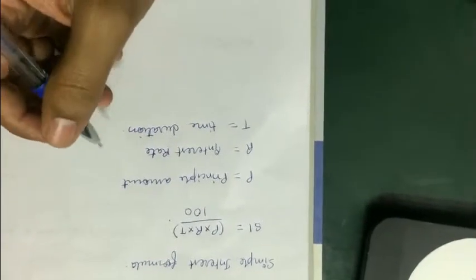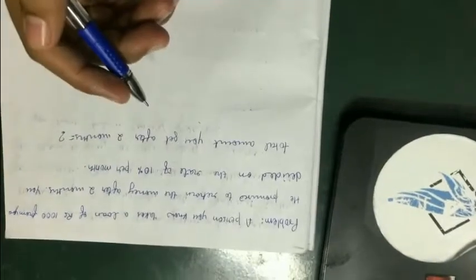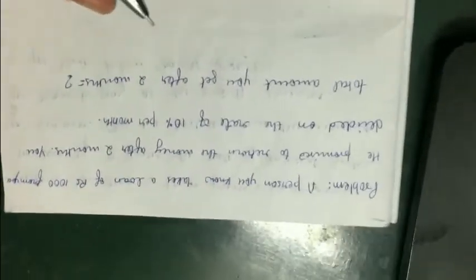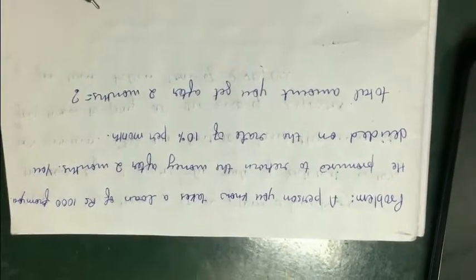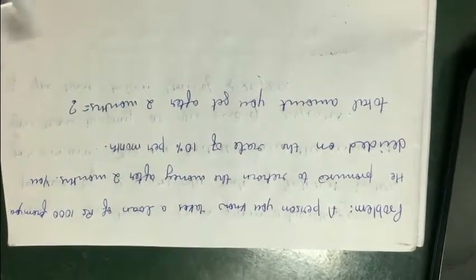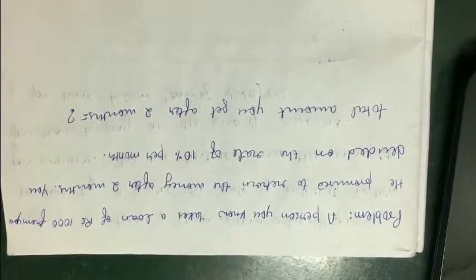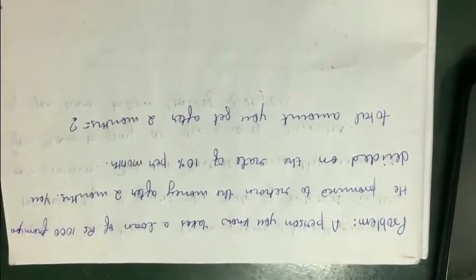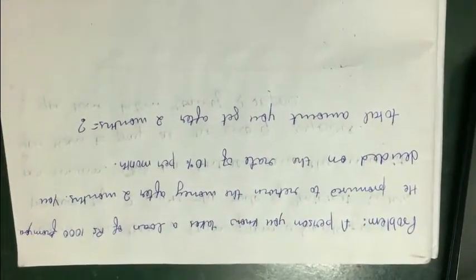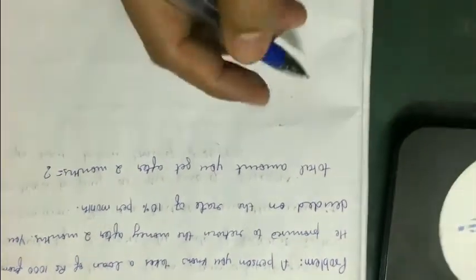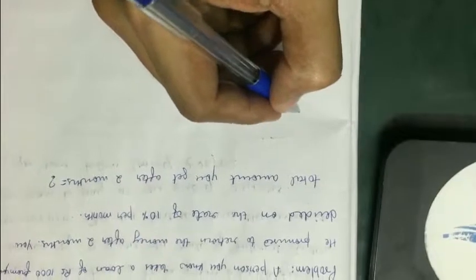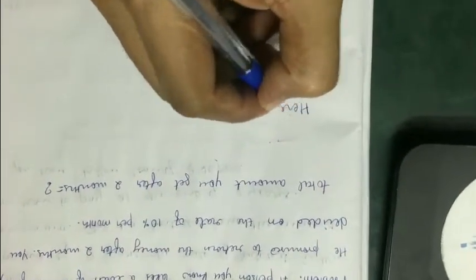Now we will look into the problem. Let us say that a person takes a loan of rupees 1000 from you. He promised to return the money after 2 months. You decided on the rate of 10% per month. So we will look into the amount that you will get after 2 months from him after adding the simple interest. So here we have the principal amount.